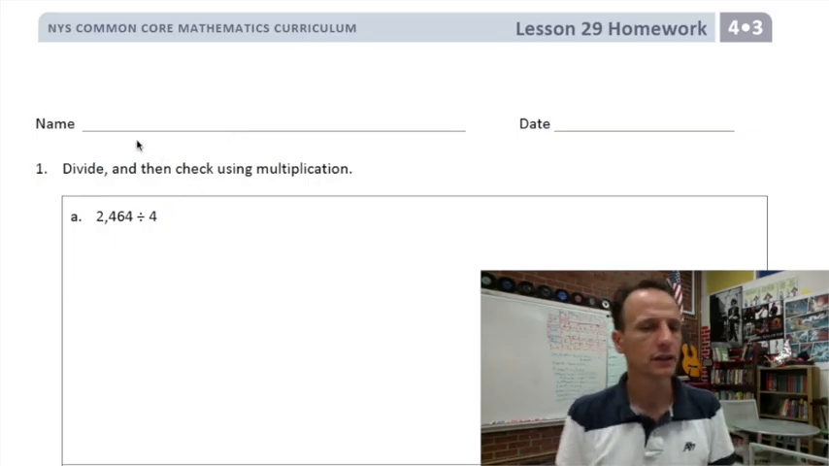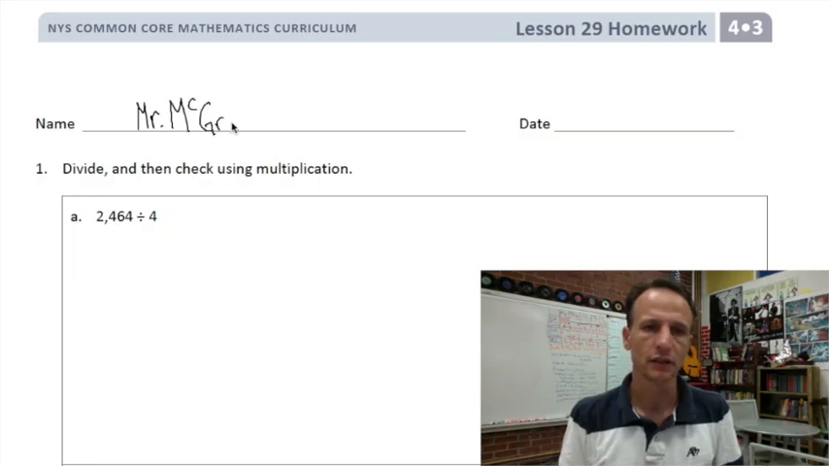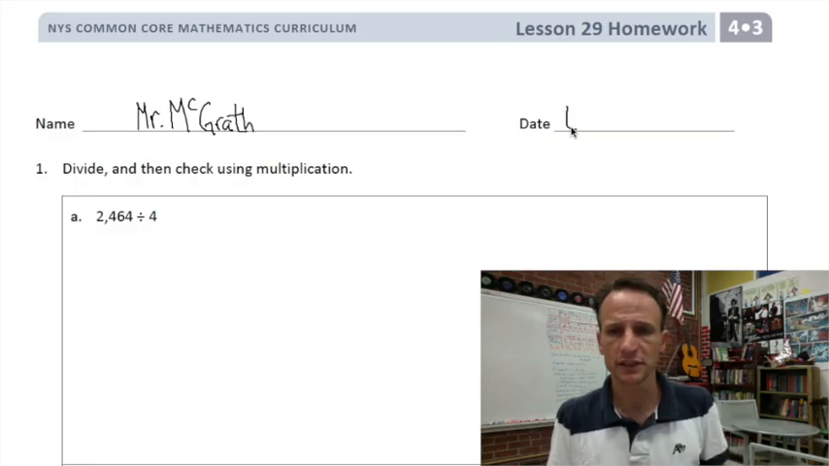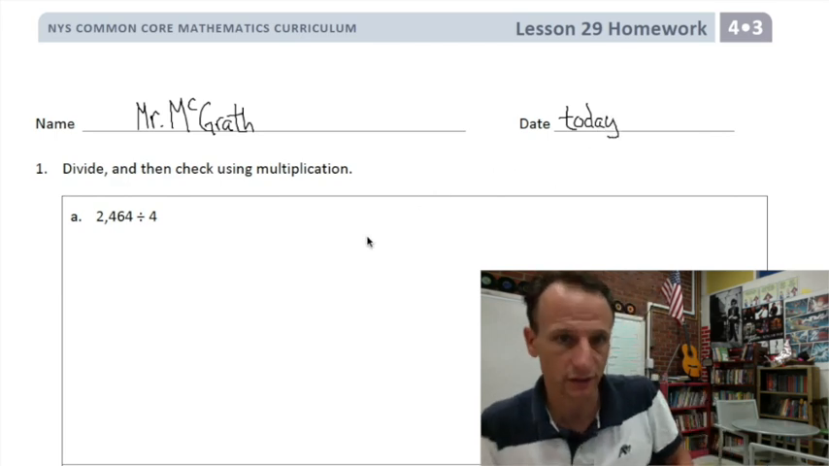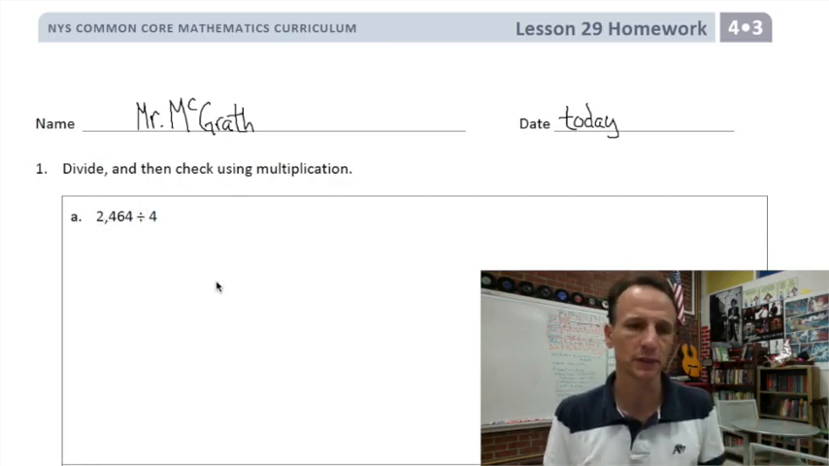Let's start by jotting our name down at the top of the paper. Don't ever want to forget to do that. I'll put my name, let's say, and you put yours. And then let's put today's date. All right, today you write the actual date, where and when you are in this world. Our instructions are simply to divide and then check using multiplication.